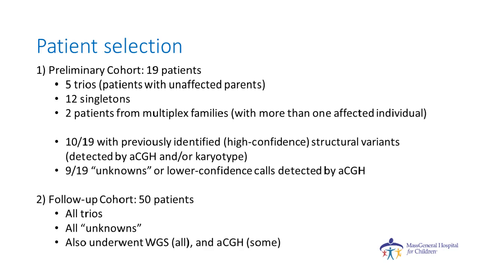The follow-up cohort, which we are still in the process of analyzing, is 50 patients. They're all trios, so we did both 50 patients and their parents as well. They're all unknowns, and they also have all undergone whole genome sequencing, and some of them have undergone array CGH as well.